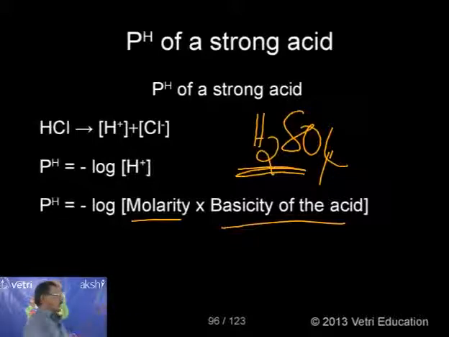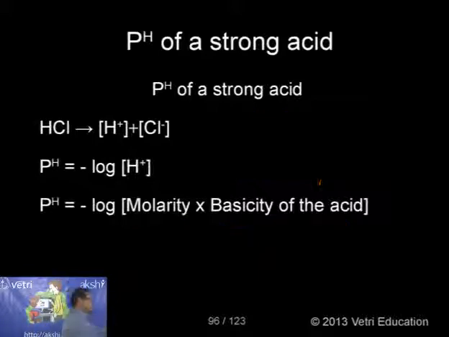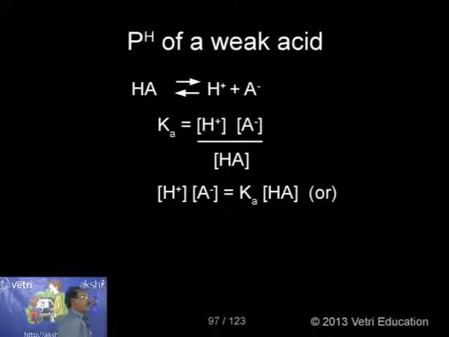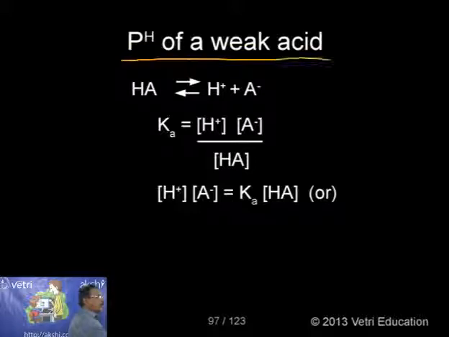That normality only you have to substitute to calculate the pH value. In the case of phosphoric acid, H3PO4, we have to multiply by 3. Kindly follow. Basicity of the acid means the number of replaceable H plus. This is the interesting information for a strong acid. Now, for a weak acid, how to calculate? You should be very careful, because a weak acid does not undergo 100% ionization, so we introduce alpha, the degree of ionization.